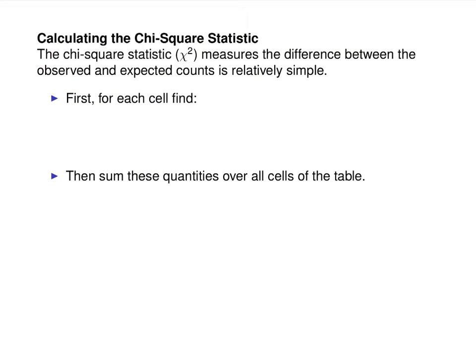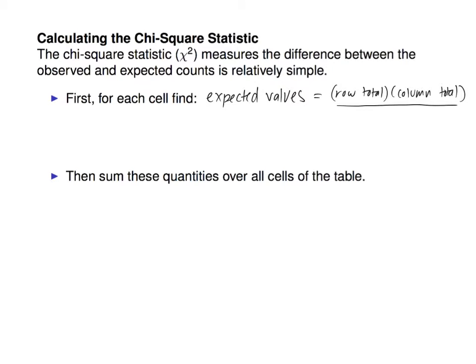Okay, so let's actually, once you find those, this is what your thing says. So first for each cell, you find the expected values. And that formula from the previous page was row total times column total divided by the total N. So that's your first step, find the expected values.